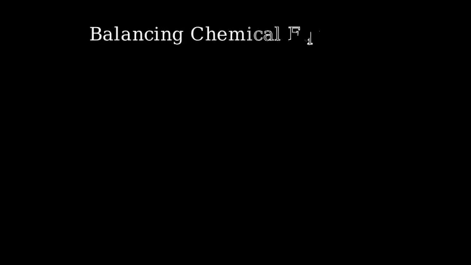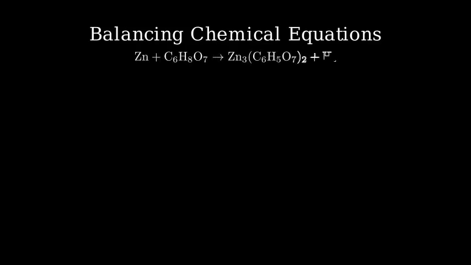In today's lesson, we will learn how to balance a chemical equation using the equation for the reaction between zinc and citric acid as an example. We start with the unbalanced equation. Zinc reacts with citric acid to produce zinc citrate and hydrogen gas.